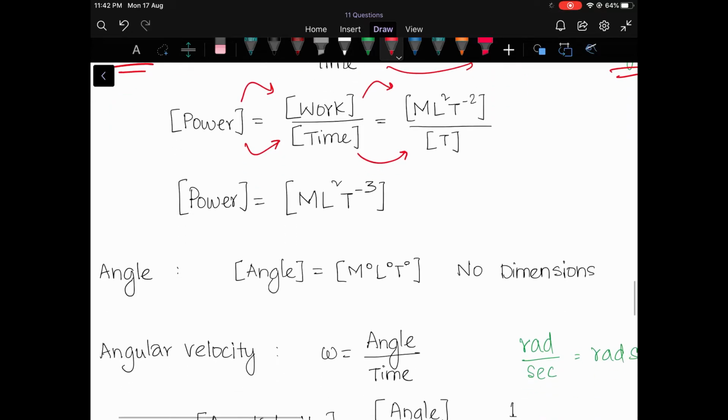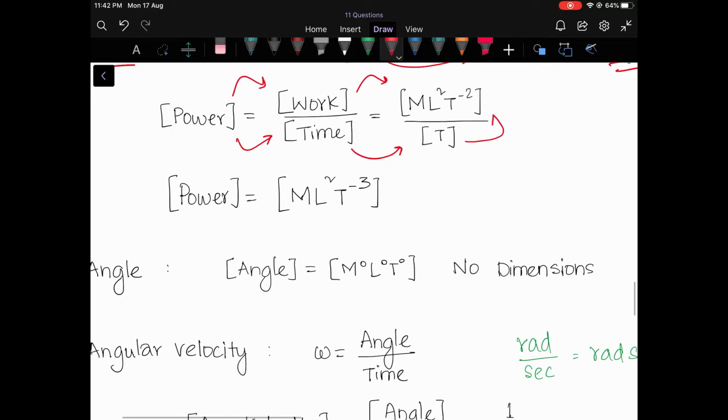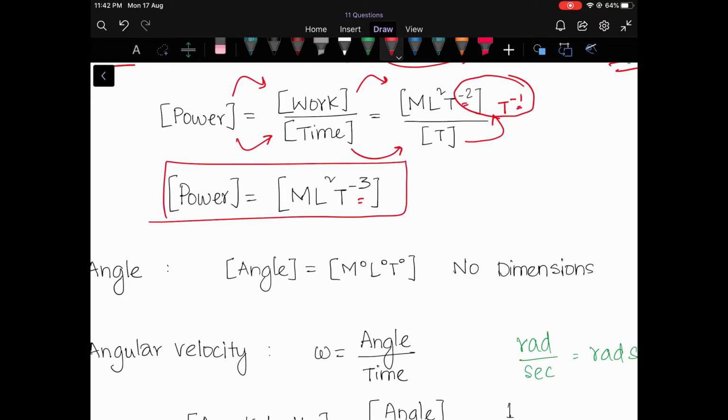Dimension of time is t. So when this t goes up, it has a power of t to the power minus 1. Minus 2 power minus 1 power in total is going to give you minus 3 power. So we have the dimension of power as ML²T⁻³.